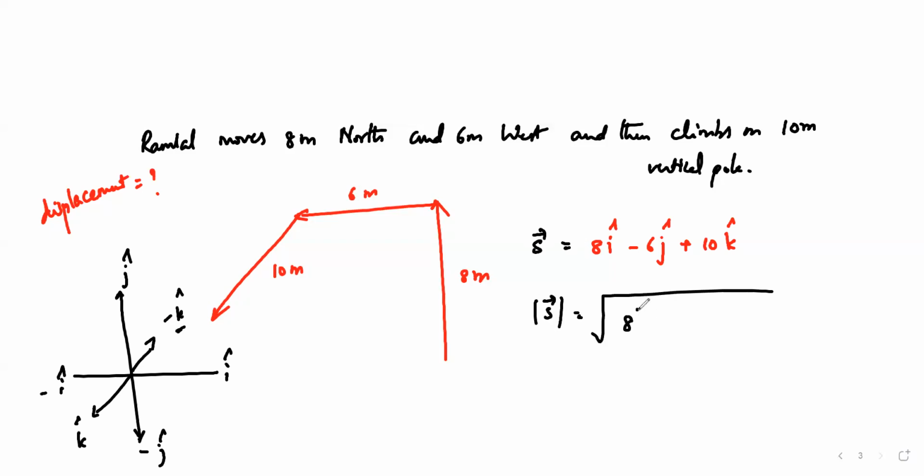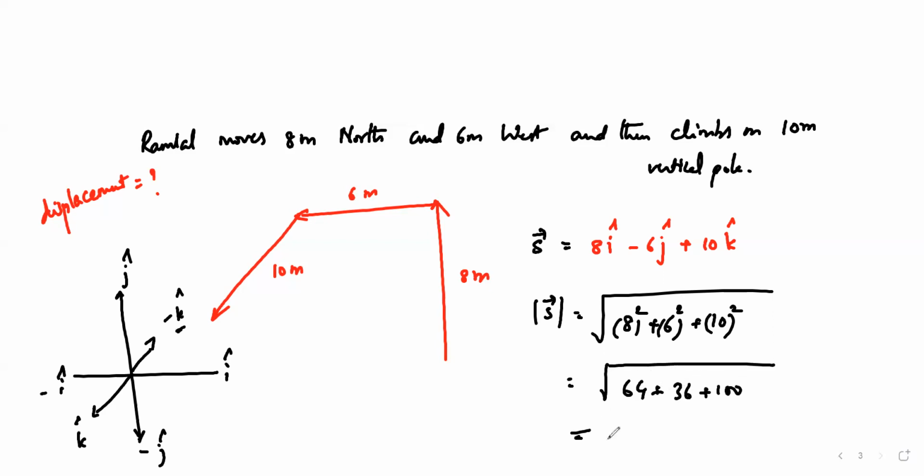So what will be the displacement now? Root of 8 square plus 6 square plus 10 square. Correct? So this is root of 64 plus 36 plus 100, root 200, that is equals to 10 root 2, right? That is the displacement, sir. Any doubts regarding this, sir? No doubt, sir.